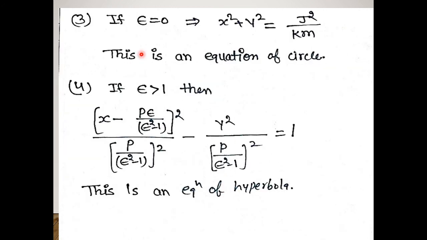And the third substitution is, if epsilon equals 0, then this equation becomes x square plus y square equals j square upon km. This is the equation of a circle.